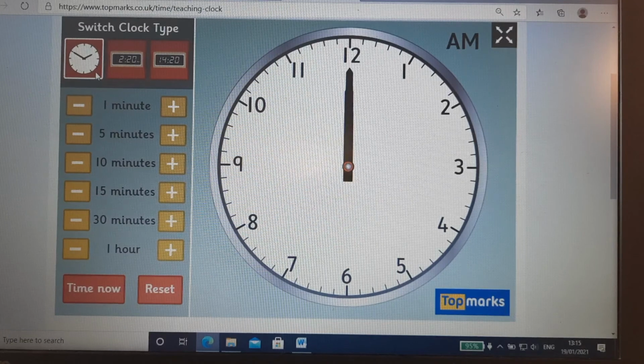What I'm going to say is try and hone that in a bit more. Is it 24:00 or 00:00? Which one do you think it would be? And maybe explain to someone nearby why. Press pause whilst you do that.